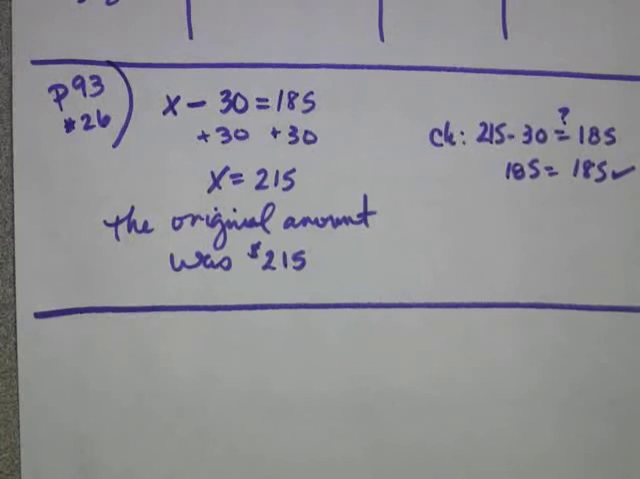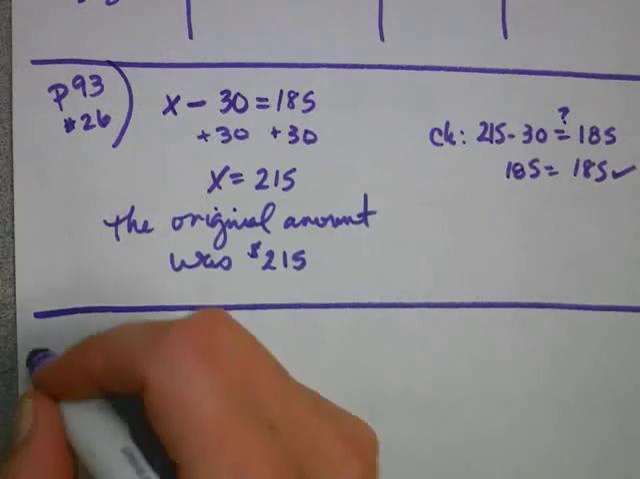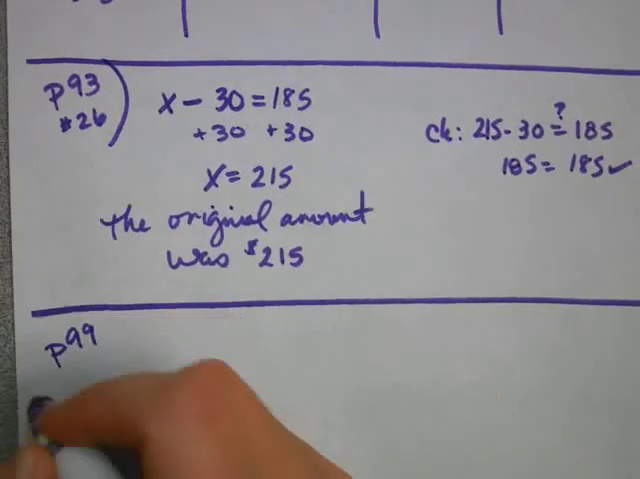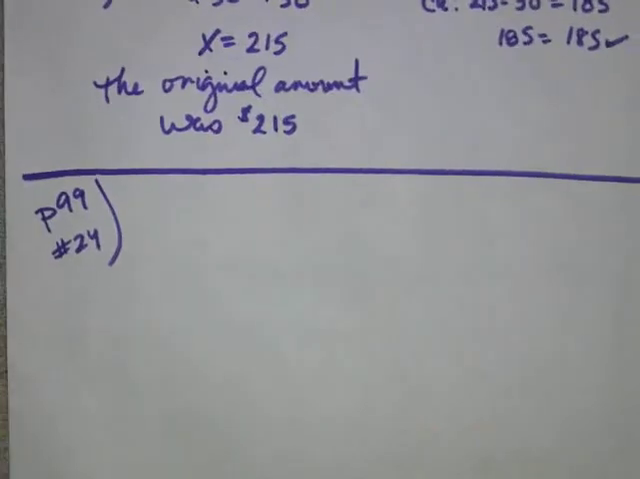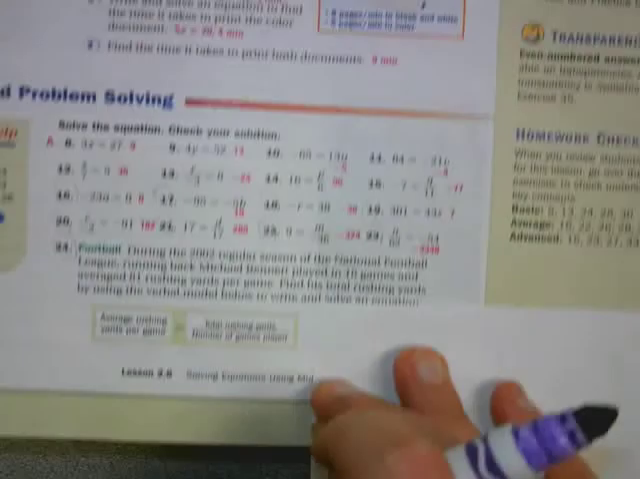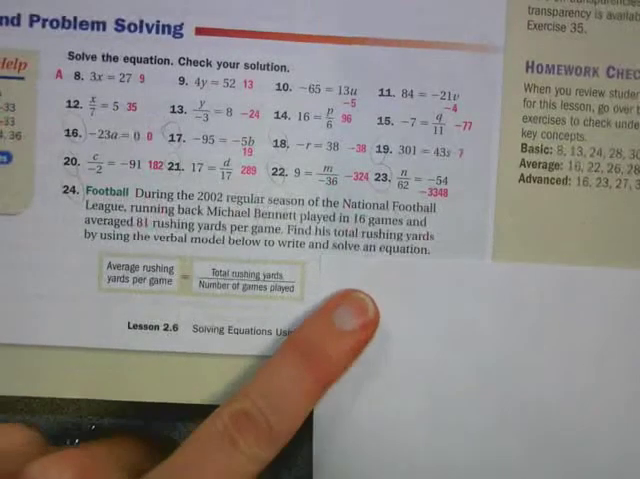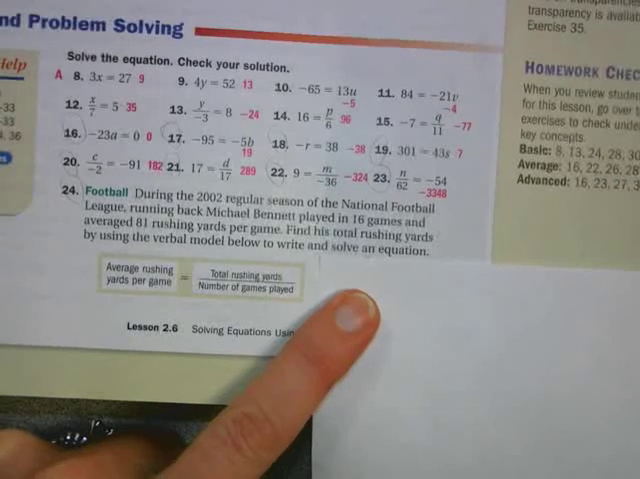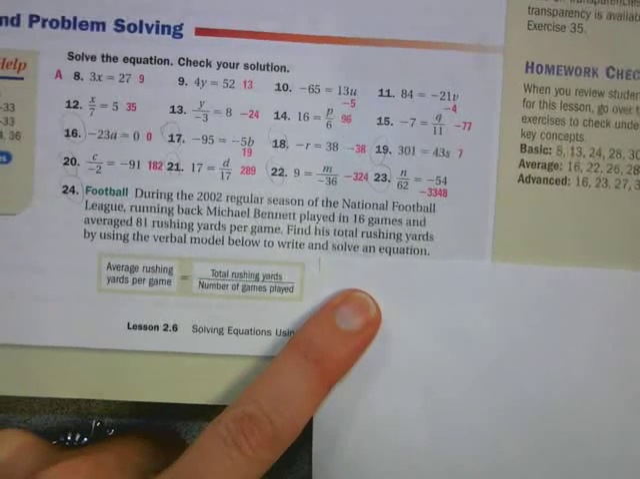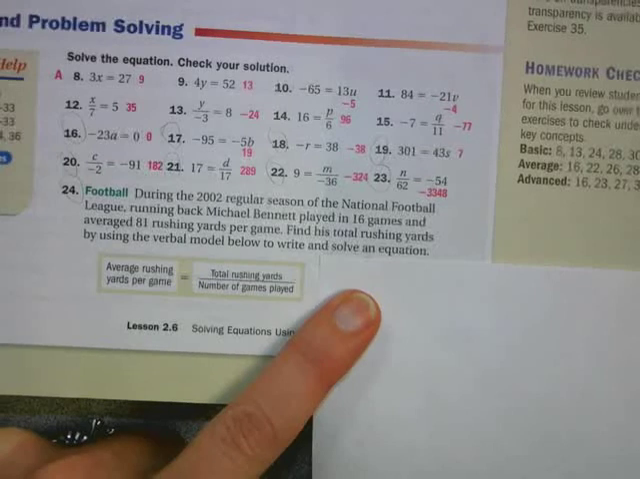I want you to look in your book again at page 99. And we're going to be looking at number 24 this time. Okay, page 99, number 24. Open your book. I'm going to show mine right now, and I'm going to read the problem out loud to you, just like I did in the last one. It says, football. During the 2002 regular season of the National Football League, running back Michael Bennett played in 16 games and averaged 81 rushing yards per game. Find his total rushing yards by using the verbal model below to write and solve an equation.